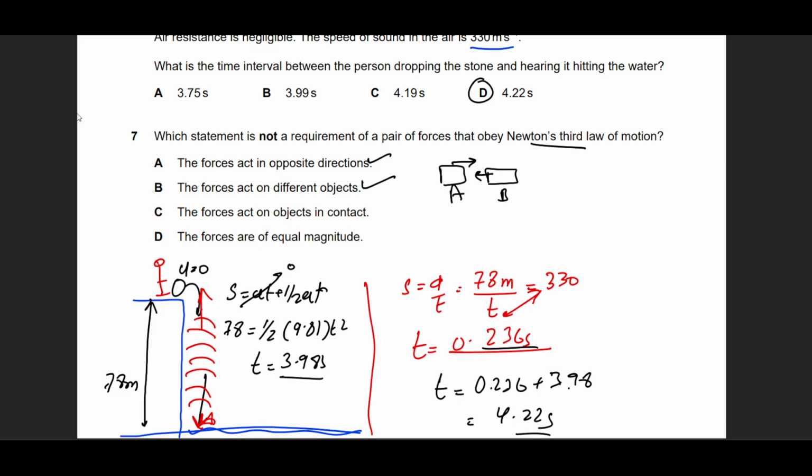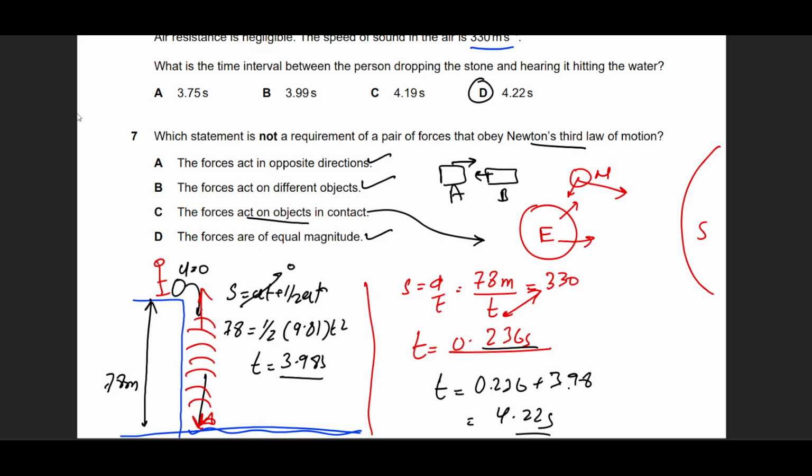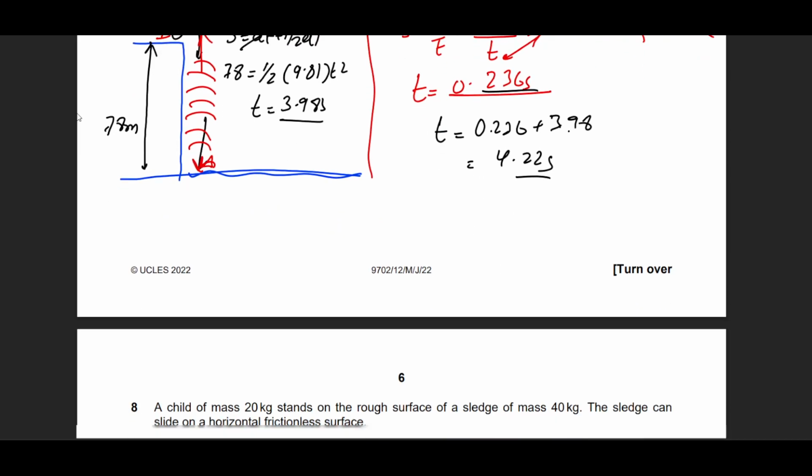The forces act on objects when in contact. This is not necessarily required. The forces are of equal magnitude. Yes. Now let's look at a situation where this option does not happen. The contact is not necessary. What about the Earth's gravitational pull on the moon and the moon pulling the Earth? Are they in contact? No. What about the sun pulling the Earth and the moon at the same time? Are they in contact? No. What about two magnets pulling each other towards itself? Are they in contact? No, not necessarily. So being in contact is not a requirement for Newton's third law to actually show its effect.